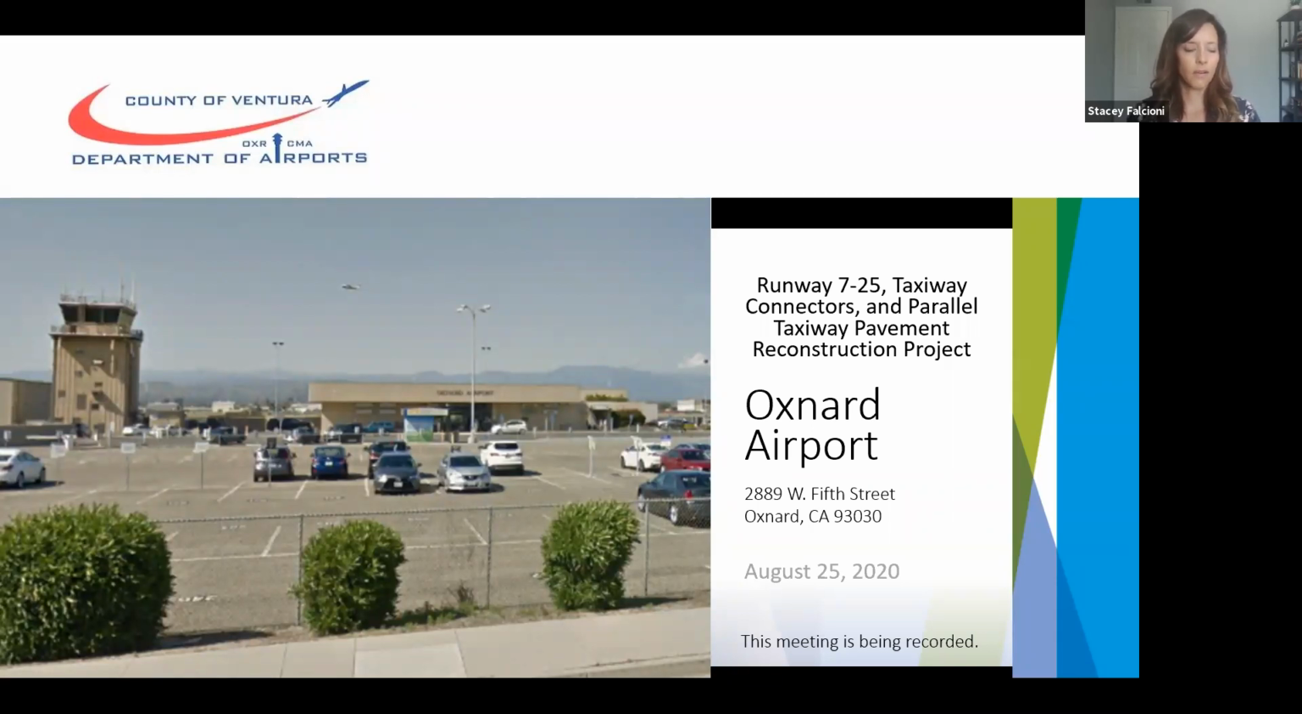Okay, I think we're all set and ready to get started. Thank you to all who have joined us today. Again, this is the County of Ventura Oxnard Airport Runway Taxiway Pavement Reconstruction Project public meeting. My name is Stacy Falcioni from the outreach team, and I'll be going through some logistics before we get started today. This meeting is being recorded, so please be aware. Please go ahead and sign in through the Google sign-in sheet link posted in the chat feature. There will be an interactive two-question survey we would like you all to take in the middle of the presentation, so stay tuned on that.